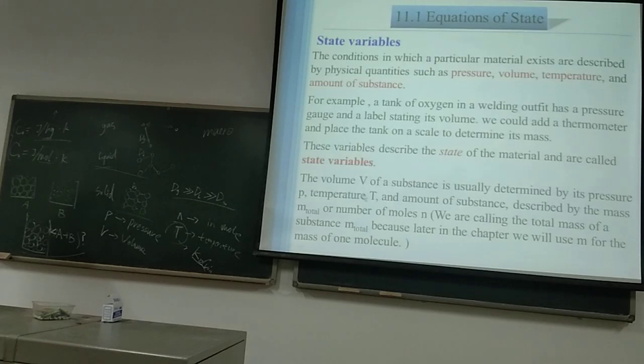The volume V of a substance is usually determined by its pressure P, temperature T, and the amount of substance, described by the total mass M total or the number of moles n. We are calling the total mass of a substance M total because later in the chapter we will use the small m for the mass of each molecule, for one molecule.